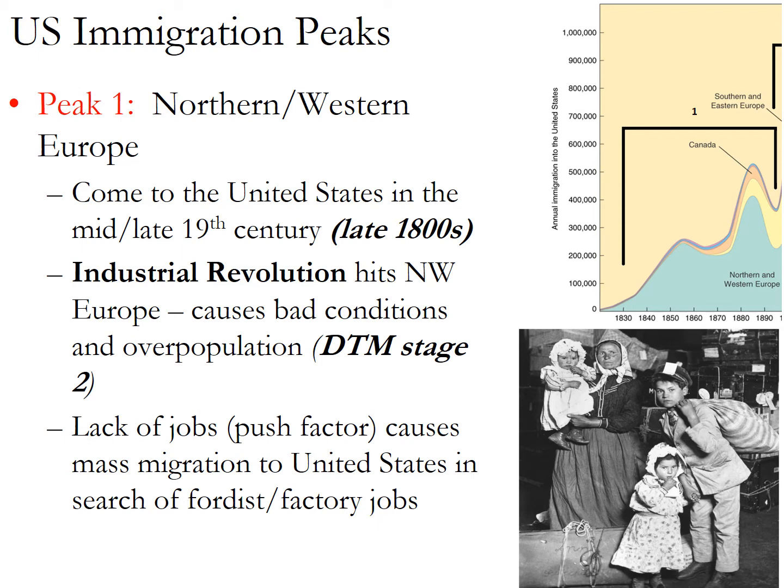In northern and western Europe, they go through the Industrial Revolution. We're talking England, Germany, Ireland. They go through the Industrial Revolution in the late 1800s. Their population explodes as they go to stage 2. And there's too many people and a lack of jobs, which we know a lack of jobs is a huge push factor because the number one reason people migrate is in search of jobs. So we have a massive migration from Europe into the United States looking for factory jobs in the new industry, stuff that didn't require a lot of skill.